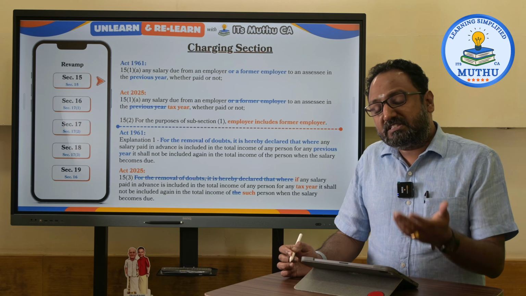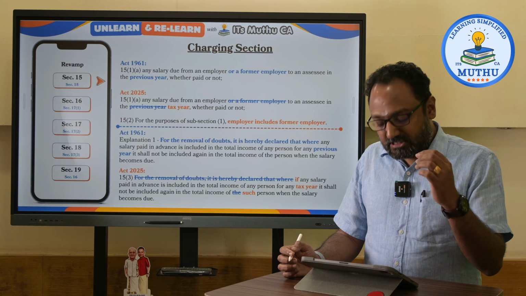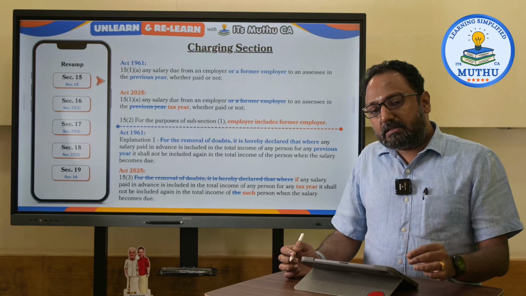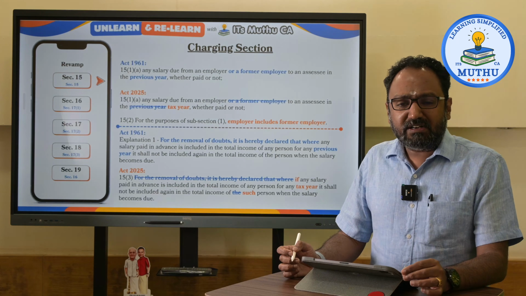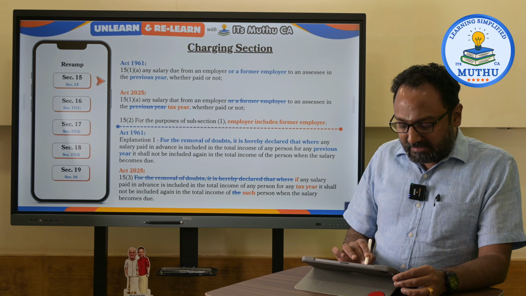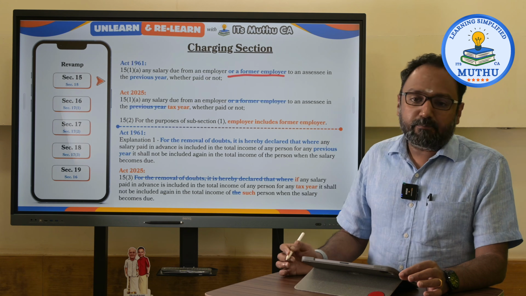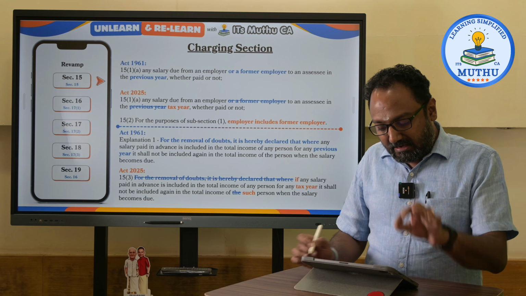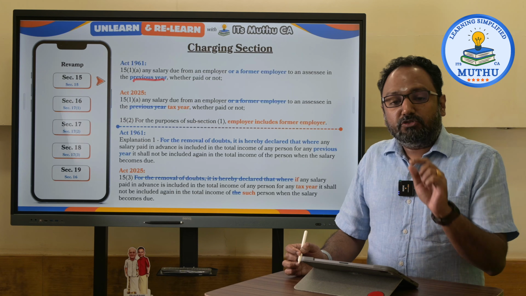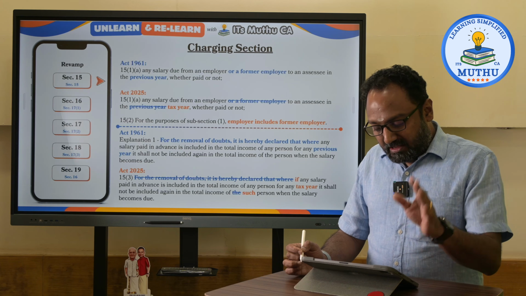That says that salary income is taxable on due or receipt basis, whichever is earlier. Now look at this. In Act 1961, section 15, subsection 1 and clause A reads as any salary due from an employer or a former employer to an assessee in the previous year, right? So note these two words, the former employer and previous year, whether paid or not.